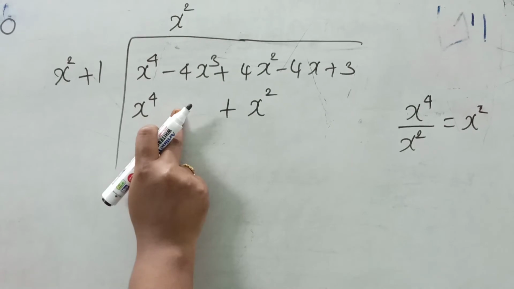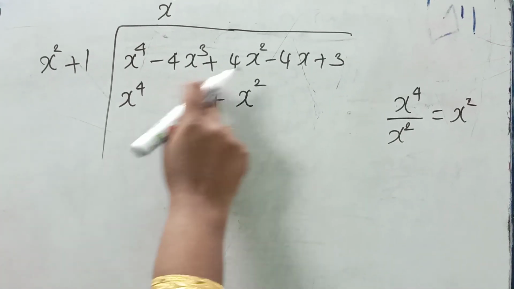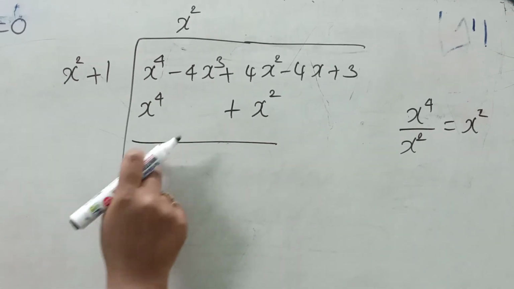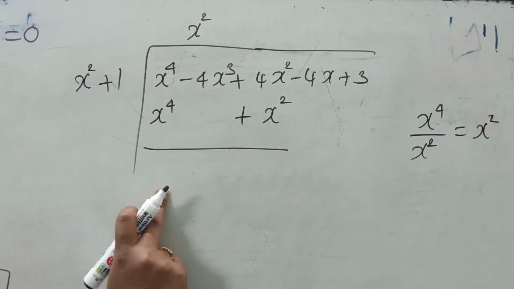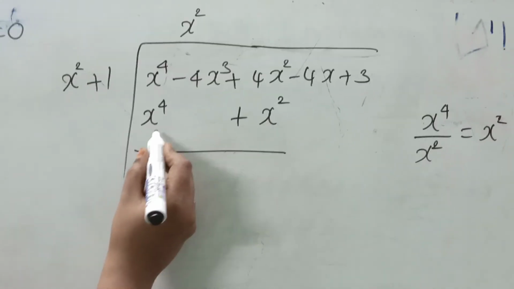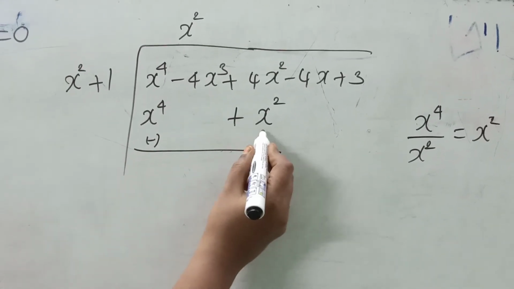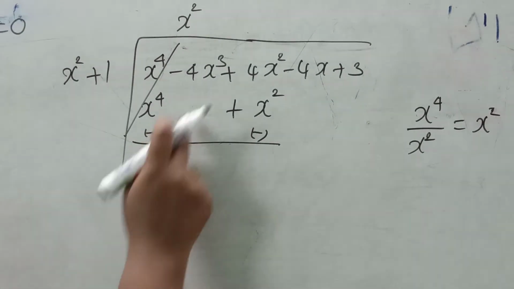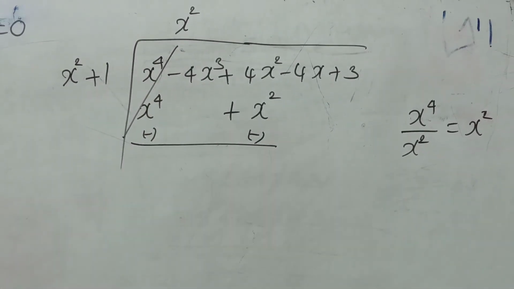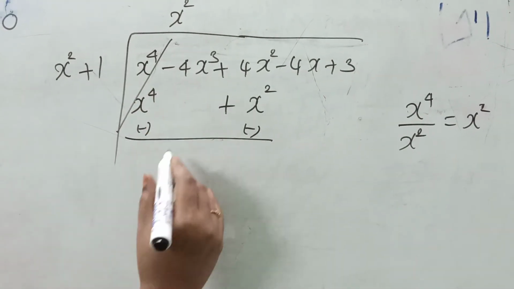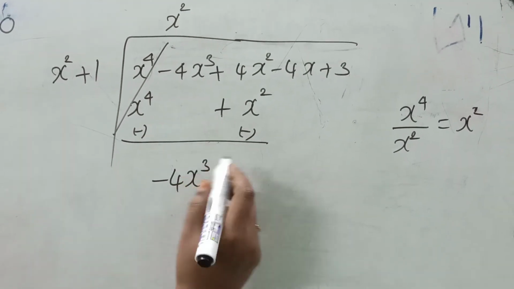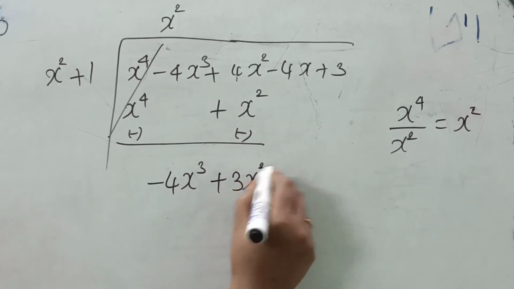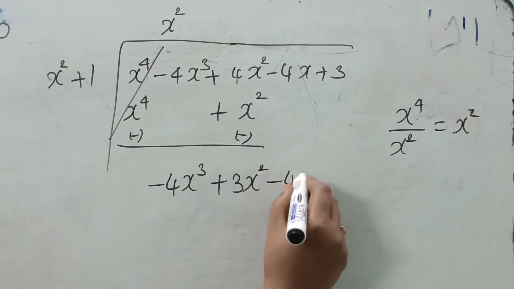Why am I not writing here? This is the coefficient of x cube place. Therefore, I am writing the coefficient of x square place here. We are going to subtract. Therefore, changing the symbol of the second polynomial. Second polynomial symbol is plus. Therefore, write minus. X power 4 minus x power 4 cancelled. Here no term is there. We can consider this as 0. Minus 4x cube minus 0 is minus 4x cube. Then 4x square minus x square, that is plus 3x square. Write the next term minus 4x.